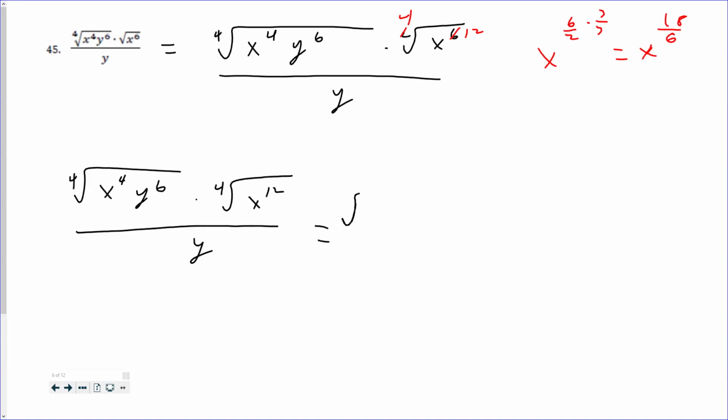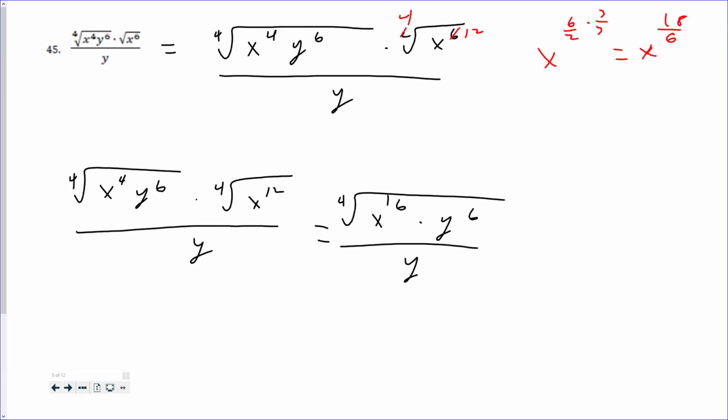So you get the fourth root of x to the 4 times x to the 12 is x to the 16 times y to the 6, all over y. Is everyone with me so far?